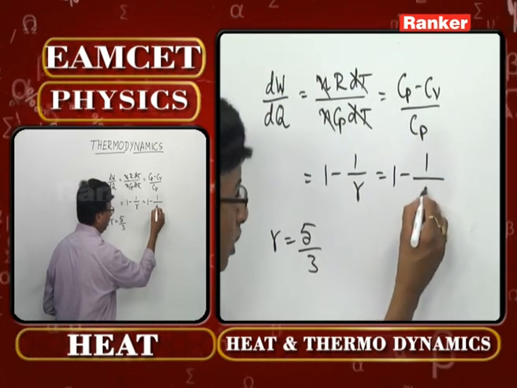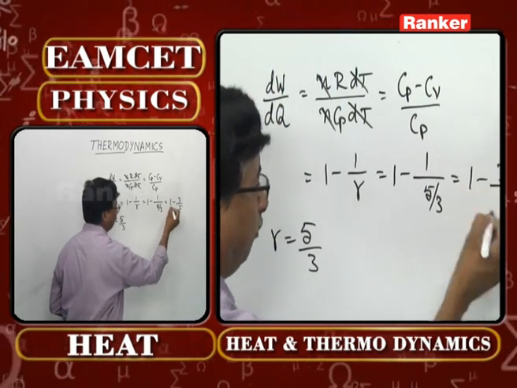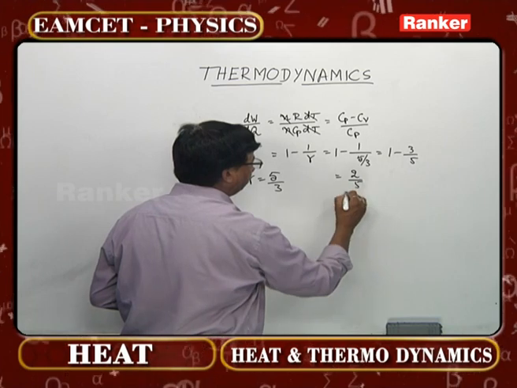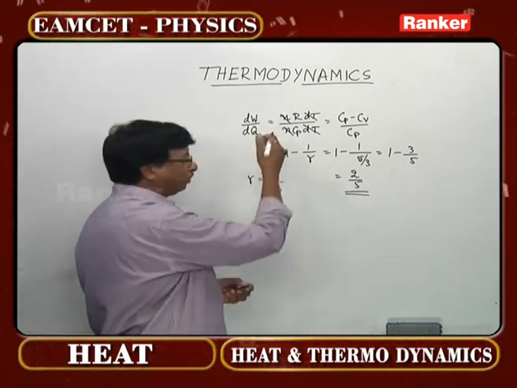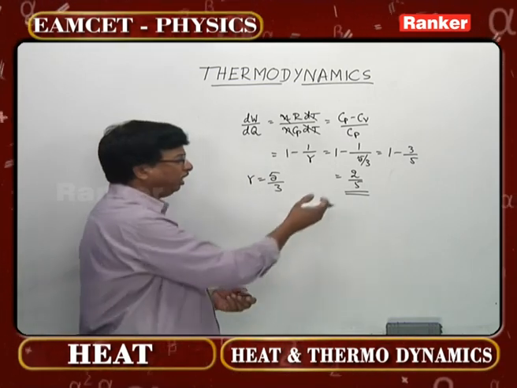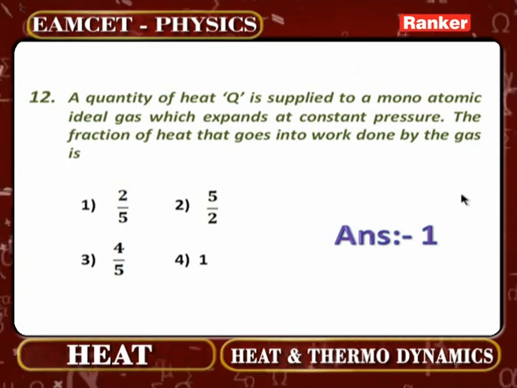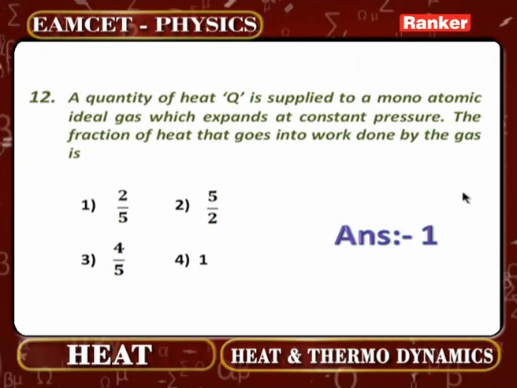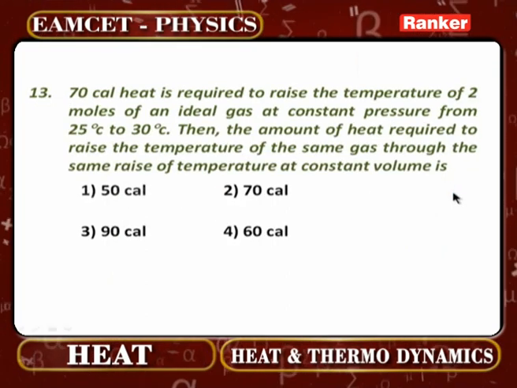Then how to write this 5 by 3? When I write it here, 1 minus 3 by 5 I will get. That 5 minus 3 will be how much now? 2 by 5. This is the fraction of that amount of heat energy which is converted into work done. So what is the correct option over here, please? The very first option, which is 2 by 5. That is now going to be the fractional energy which is utilized to do some work by the gas. That is a concept.